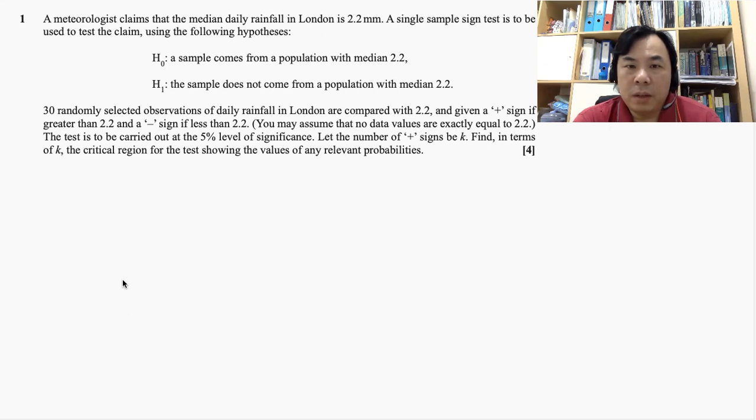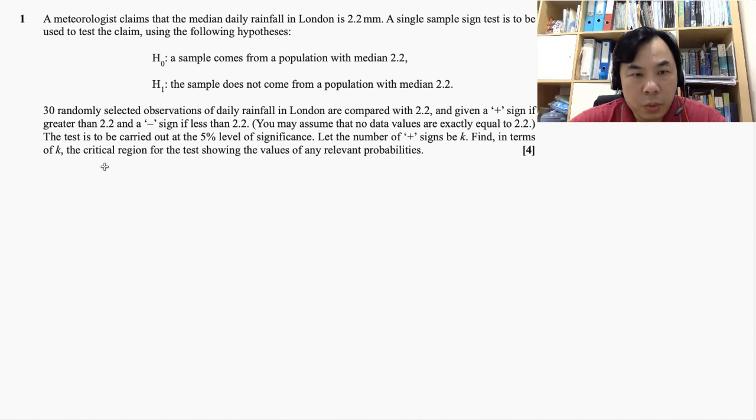So let the number of plus signs be k. We need to find, in terms of k, the critical region for the test, showing the values of any relevant probability. Now to do that, we are going to use the binomial distribution for this sign test, of course.